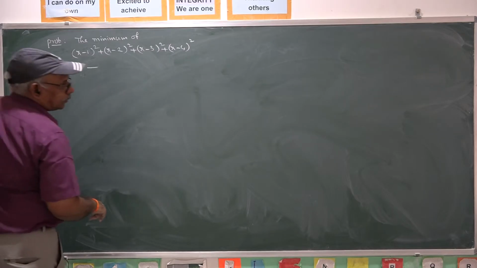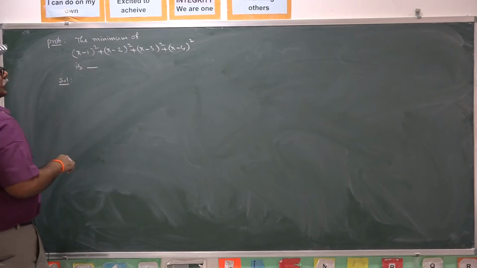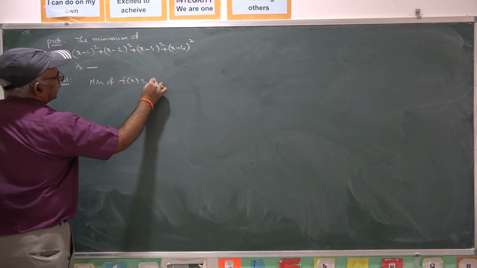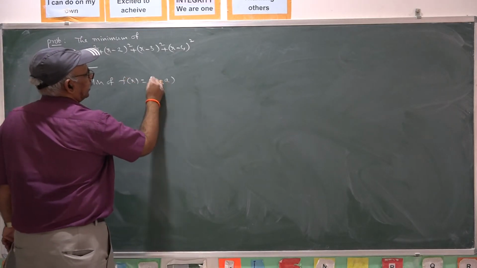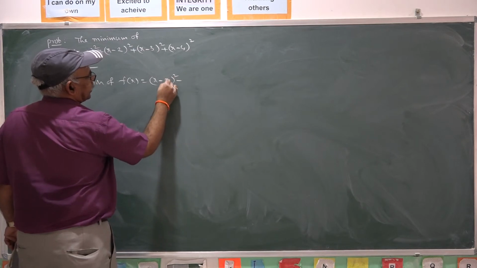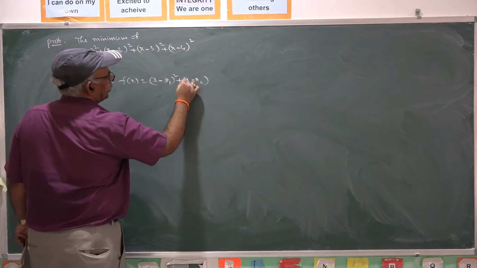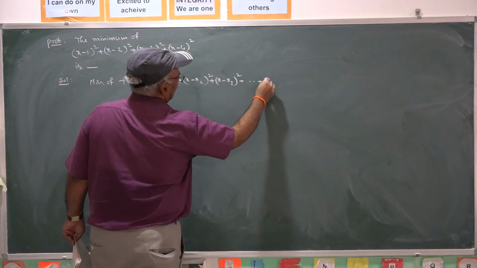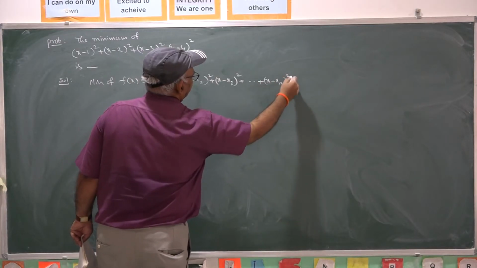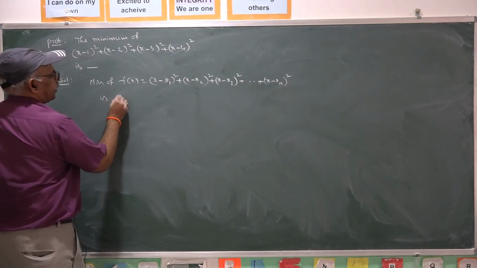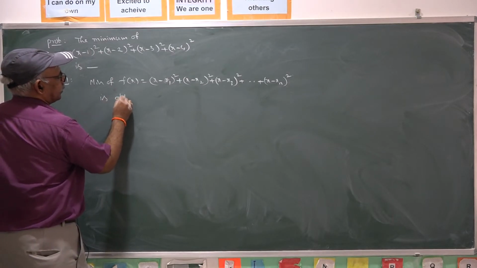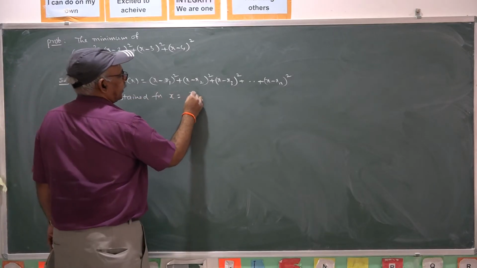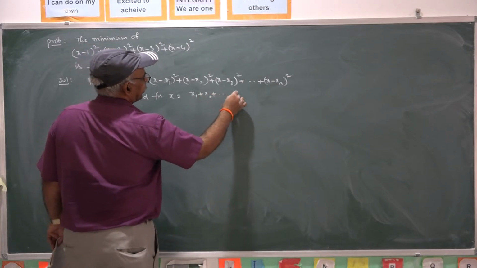The formula in finding the minimum of such functions: the minimum of f(x) equal to the sum of (x minus x1) whole square, (x minus x2) whole square, (x minus x3) whole square, like that, (x minus xn) whole square, is obtained for x equal to (x1 plus x2 plus x3 and so on xn) by n.